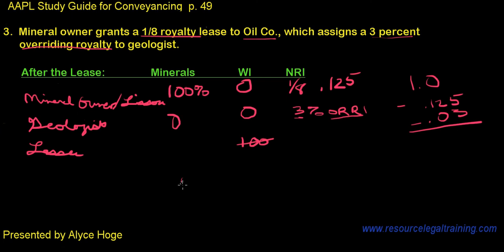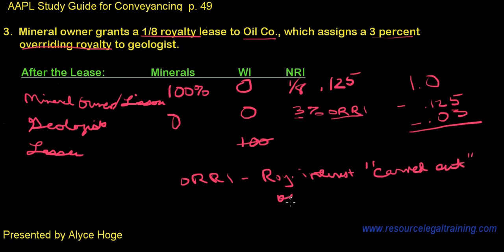And that's why you'll hear overriding royalty oftentimes described as a royalty interest, and they use the words carved out of the working interest. And that just means that the oil and gas company, the lessee, is going to have to pay that 3% override. It doesn't come out of the lessor's 1/8 royalty. It comes out of the lessee's working interest.